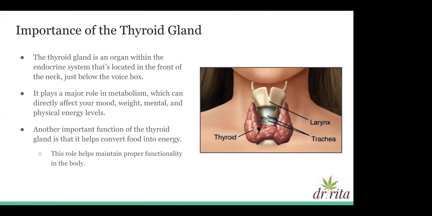endocannabinoid system is very important in modulating and regulating the mood, the weight, the mental and physical energy, which the thyroid gland regulates. Another important function of the thyroid gland is to help convert food into energy. So this role helps to maintain proper functionality in the body. So you can see when the thyroid gland is underactive or overactive, how our body can be out of balance.